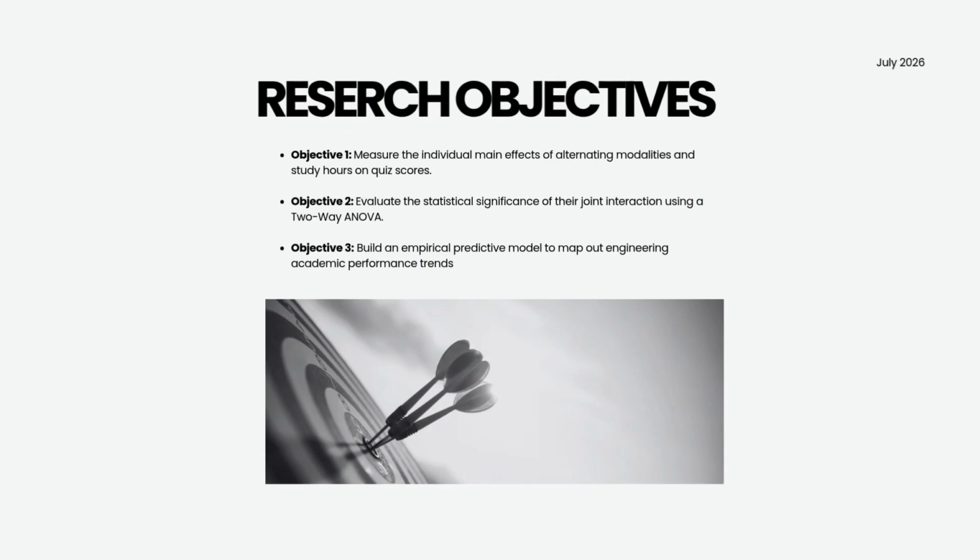To address this gap, our study set out to accomplish three clear objectives using a controlled 2x3 factorial experimental design. First, we wanted to evaluate the standalone main effects of shifting learning modalities and weekly study hour thresholds on students' quiz scores. Second, we analyzed if a joint interaction effect exists between these variables using a two-way ANOVA framework. And finally, we aim to develop a predictive response surface model to visually map out these performance trends.